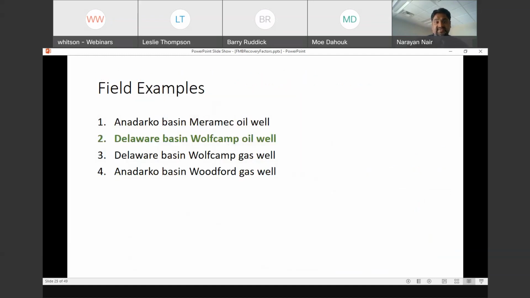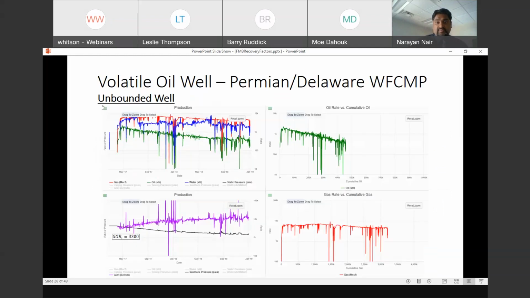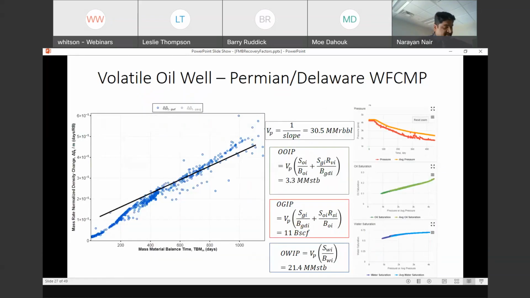The next example is a Delaware Basin Wolfcamp oil well. This is a parent well. Production data as we displayed. And in this particular interpretation, as we work through this example, what we notice is a relatively higher contacted pore volume that's associated with a lot of oil and a lot of gas and water in the system. And the contacted oil in place, I'm going to emphasize, is 3.3 million barrels of oil for this particular interpretation.